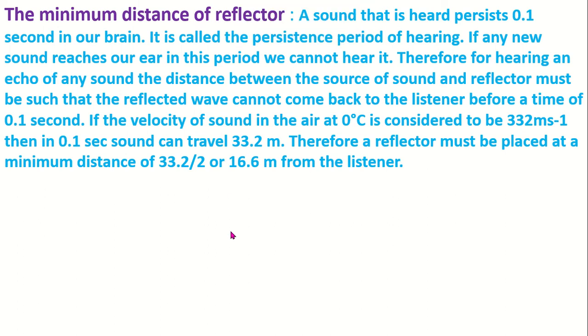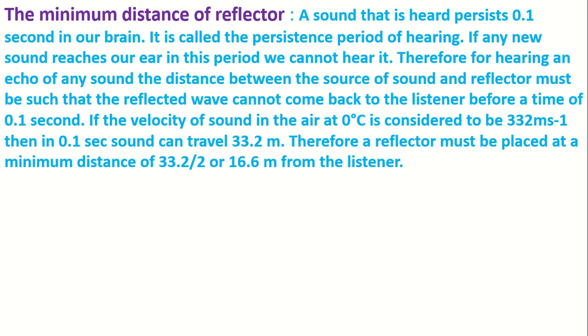So, the minimum distance of a reflector. A sound that is heard persists for 0.1 second in our brain. It is called the persistence of hearing. That means when we hear any sound, it persists in our brain for 0.1 second. So if any new sound reaches our ear in this period, we cannot hear it. That means if any sound comes within 0.1 second, we cannot hear it separately.